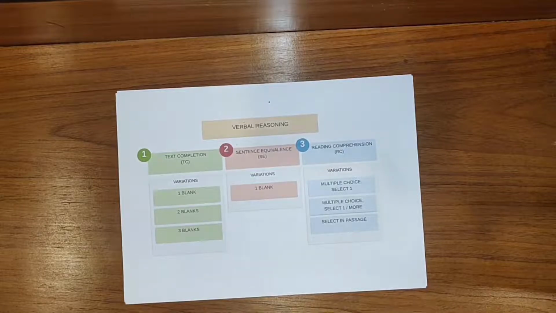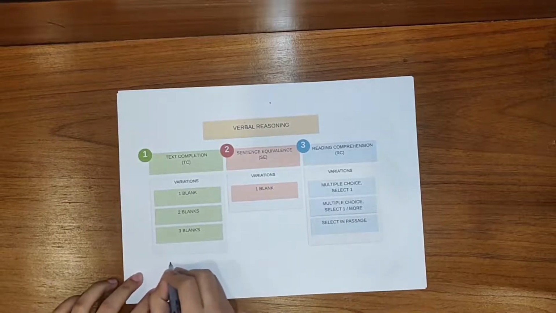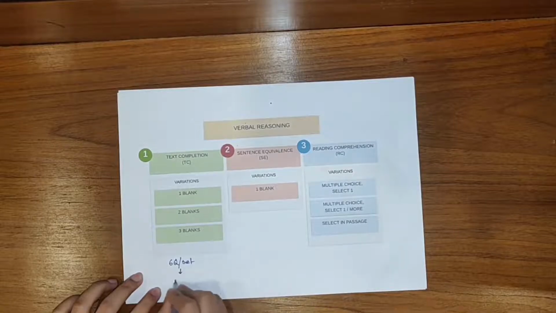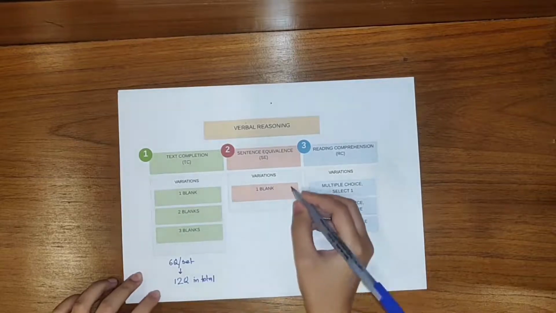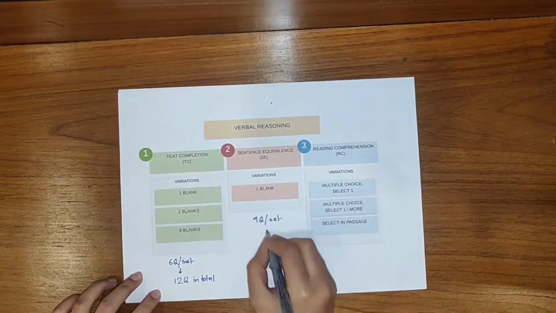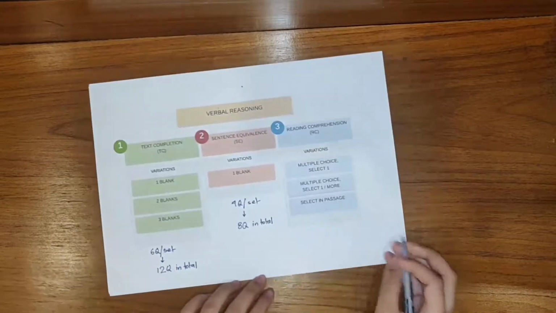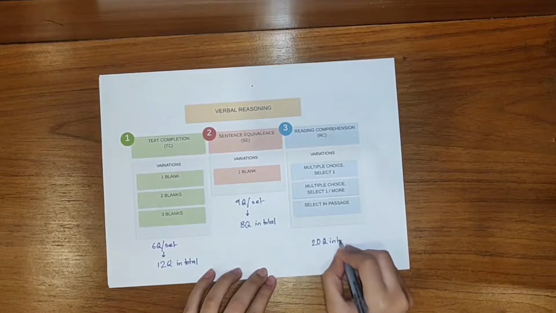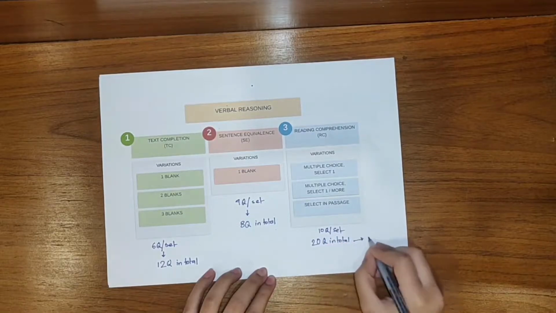So let's summarize what we have learned so far. From text completion, you'll have 6 questions in each set, so in total 12 questions. From sentence equivalence, you'll have 4 questions per set, so in total 8 questions. And from reading comprehension, you'll have 20 questions, which means 10 questions per set, which makes up 50% of the verbal reasoning section.